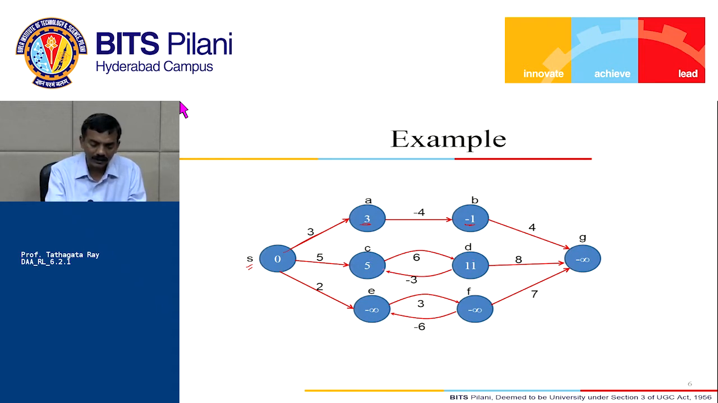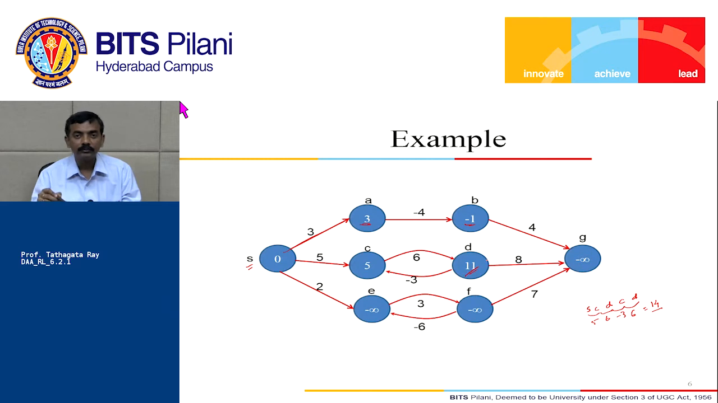Now notice that there is an edge -3. If I go S to C to D to C to D back, what is the weight? S to C is 5, from C to D it is 6, from D to C it is -3, but from C to D it is 6. So total weight is 5 plus 6, 11, plus 6, 17, minus 3, 14. Total weight is 14, which is more than 11. So the shortest path is S, C, D.